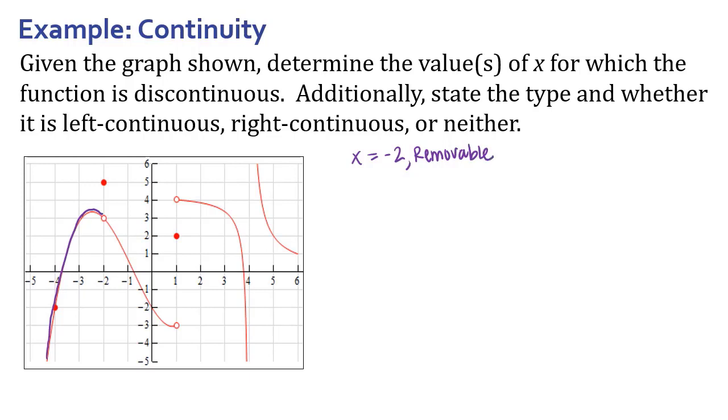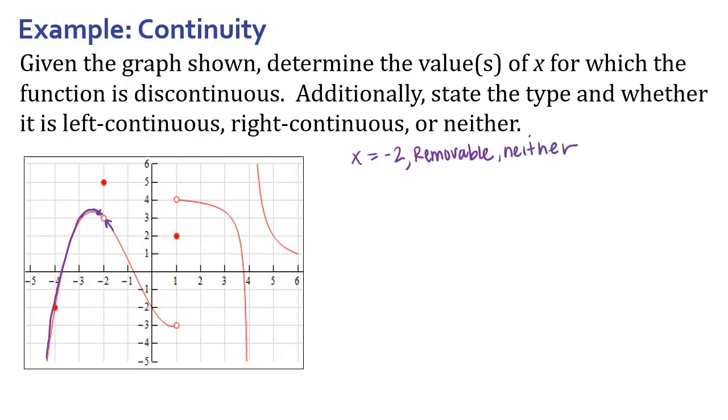Again, the limit as we're approaching it from the left is 3, as I'm approaching it from the right is 3, but the function is 5. So the limit as I approach from the left and the right do not equal what the function is at -2, so this is neither left nor right continuous.